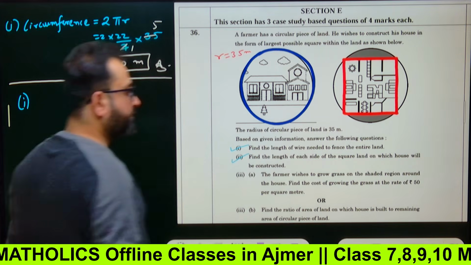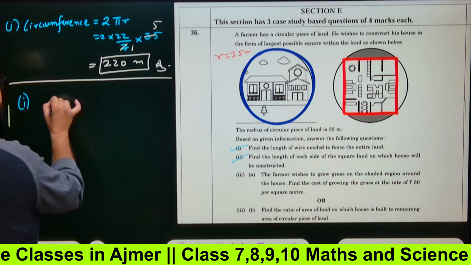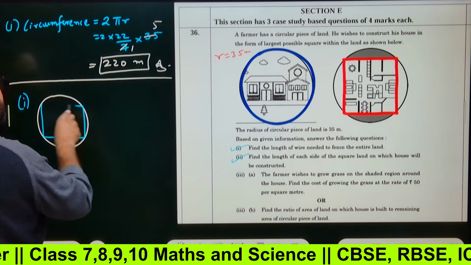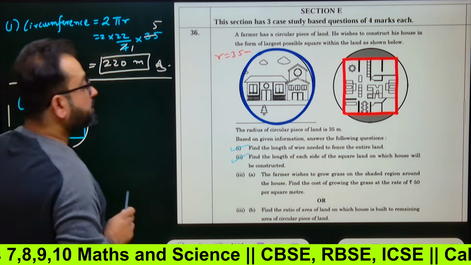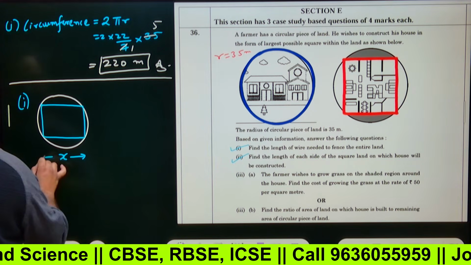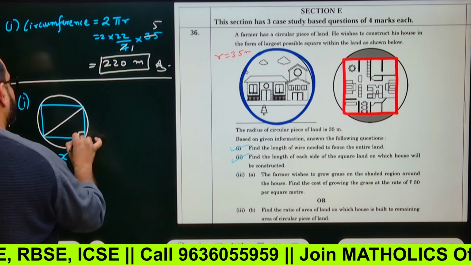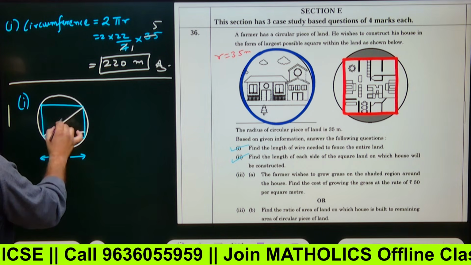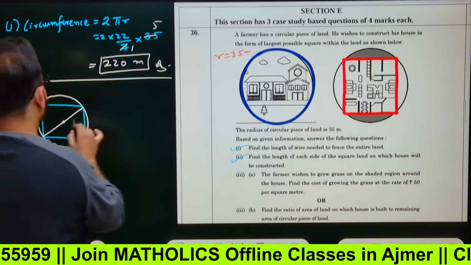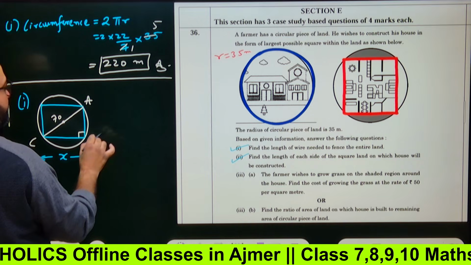Second, find the length of each side of the square land on which the house will be constructed. If this is the circle and this is the required square inside it, we have to find the side of the square. Let the side of the square be x meters. If you connect this point to this point, it will be a right angle triangle, passing through the center. So this is twice the radius. That means if the radius is 35, this complete side is 70. So in triangle ABC, you can use what?